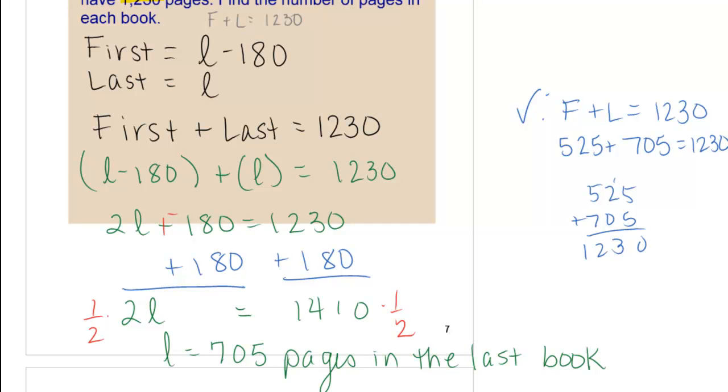So when you complete your equation, you should end up with 705 pages for the last book. And then we're going to substitute 705 pages in the place of L up at the top. When we do this, L equals 705 and L minus 180 equals 525. So now we're going to substitute those answers into our original equation of F plus L equals 1,230. And when we do, we find that 525 plus 705 does indeed equal 1,230.